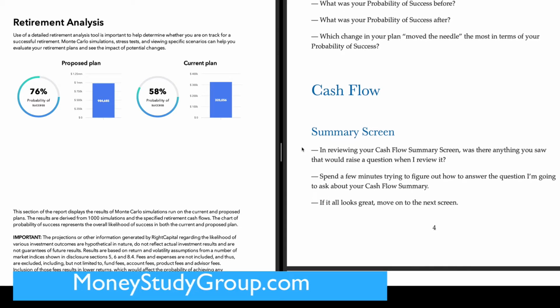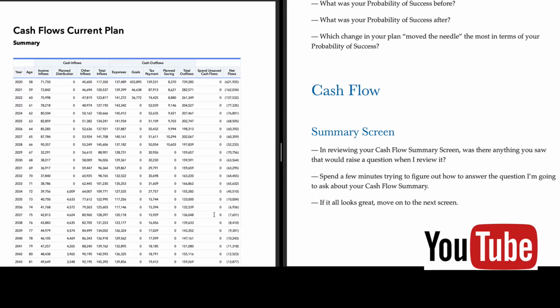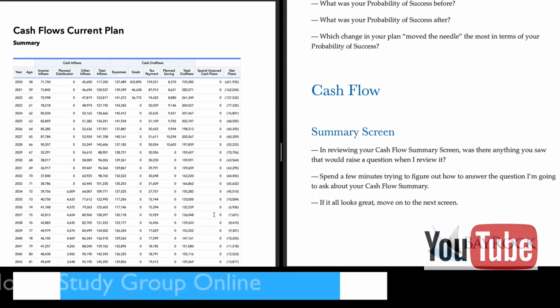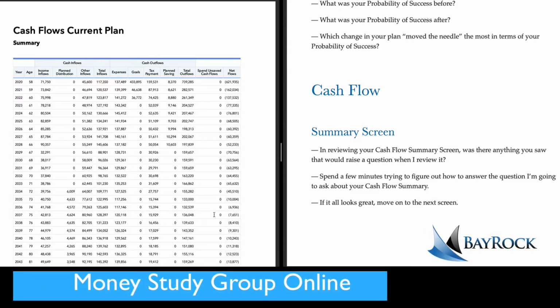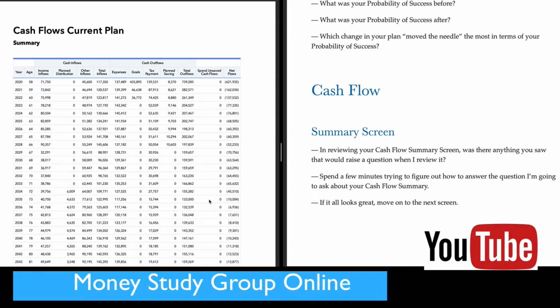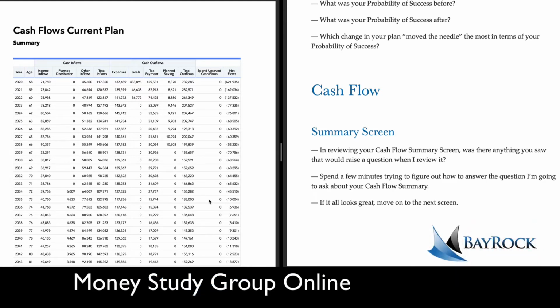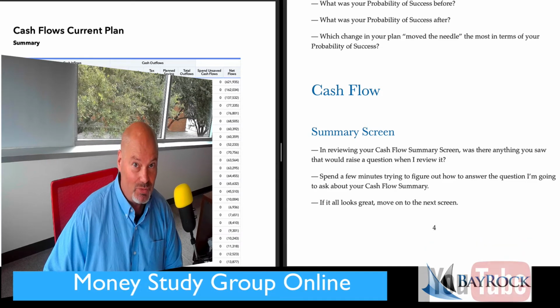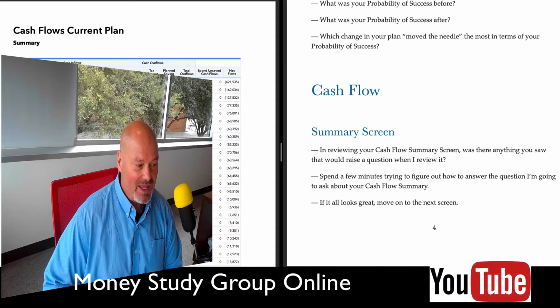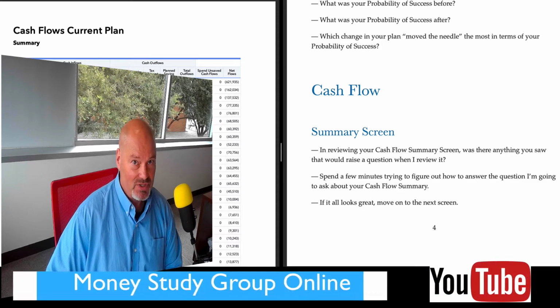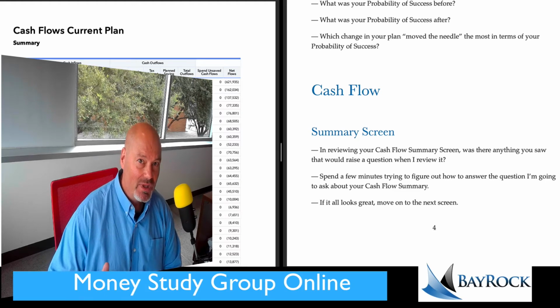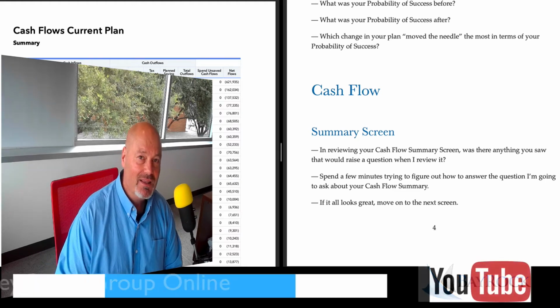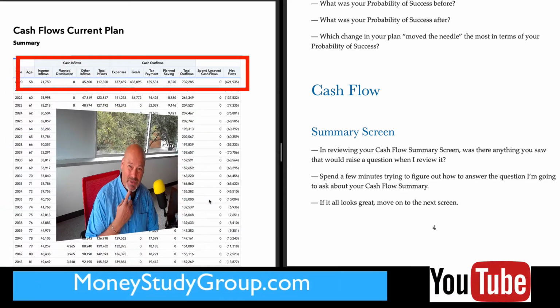And then we jump into cash flow. When we look at cash flow in your current plan, I want you to take a few minutes and just review the analysis. Look at the cash flow report. You'll see a summary screen, and when you review the summary screen, I want you to just look to see if there's anything that would raise a question when I review your cash flow summary screen. I'm not asking you to create a perfect cash flow summary here. I am asking you to take a minute, take a look, and identify anything that makes you go, that's out of place, that looks weird.